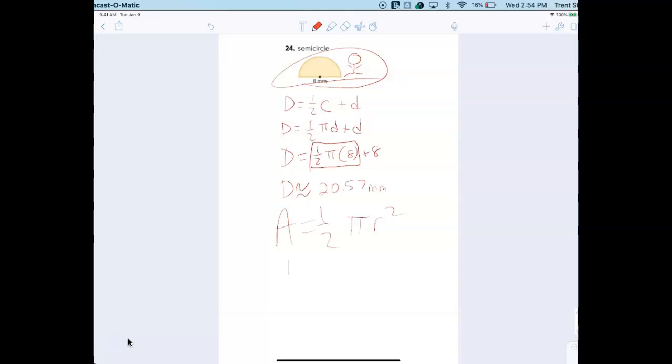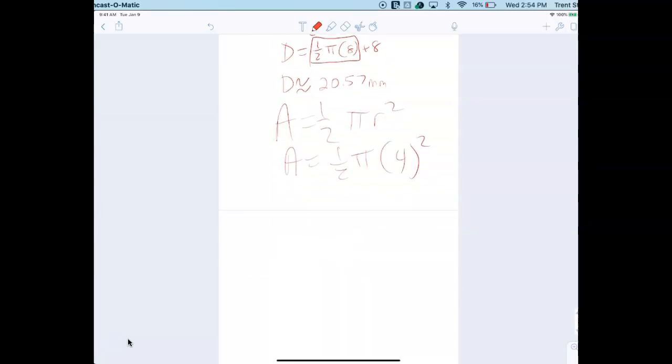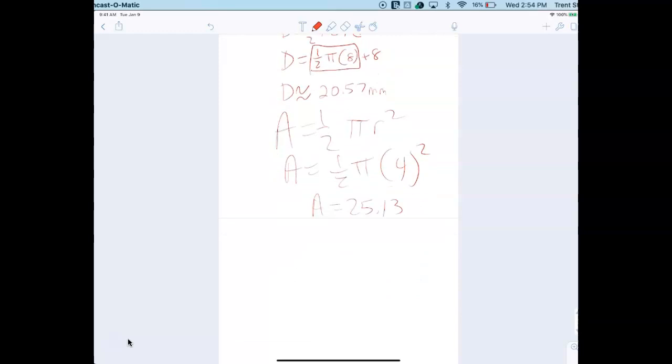Do you do something with the half and the pi? Do you have to type them in? Yes, that's what we've been doing. 1/2 pi. What's the radius, guys? 4. 4 squared. And that was roughly 25.13. And then we would say millimeters squared.